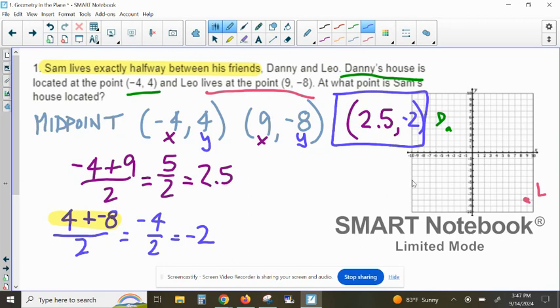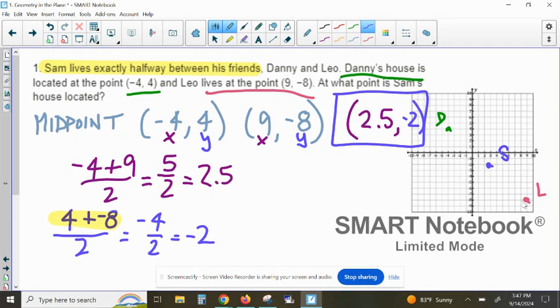Now, since we have some graph paper, let's just take a second and check it. So let's go over 2.5. That's 1, 2.5 spaces, and then down 2, 1, 2. That puts us right here. Now, does that look like that's the midpoint? Does this look like it's Sam's house? It sure does.